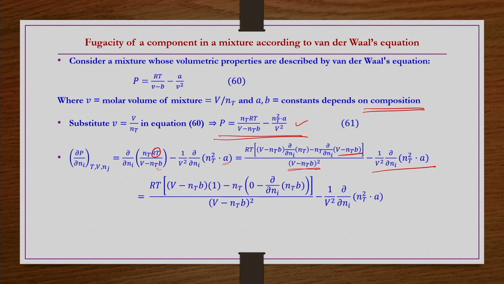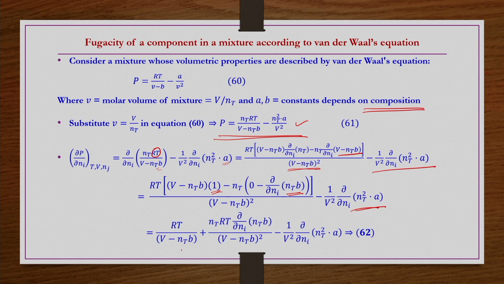Now, ∂NT/∂Ni is nothing but 1, and then ∂/∂Ni of (V − NTB) is nothing but 0 minus ∂/∂Ni of NTB. This B also we do not know for the mixture, but it depends on the composition. So, it has to be evaluated once we find out what is that B depending on the composition. Same is true for the second term. So, that we are keeping as it is.